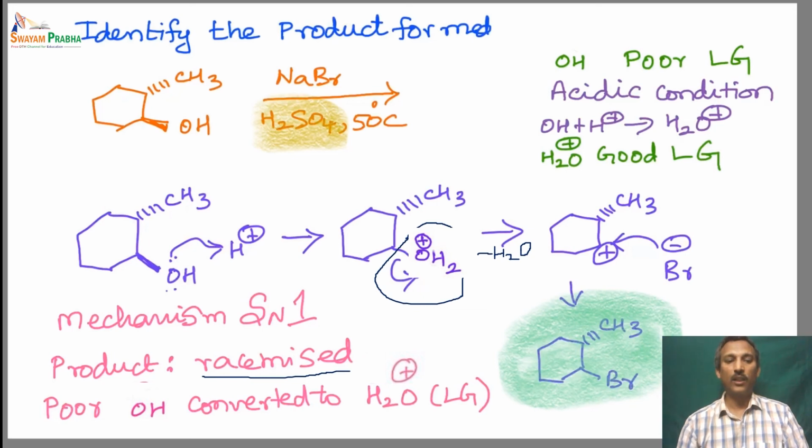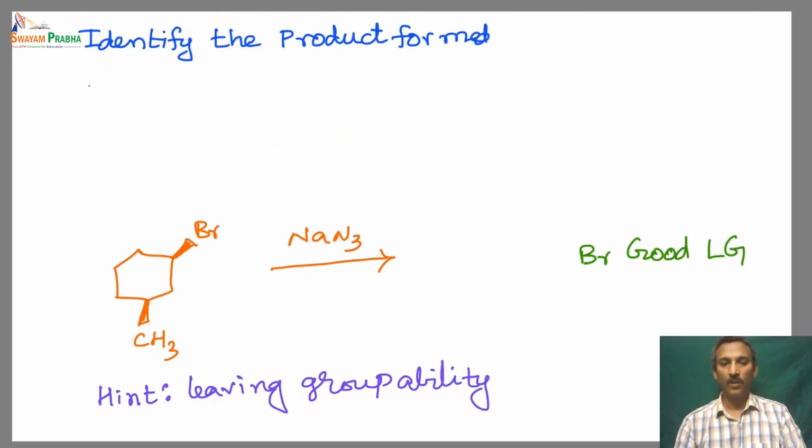And another important thing: the poor OH group, which is not a good leaving group, can be converted to H2O plus, that is a better leaving group, by carrying out the reaction under acidic conditions. So let us look at the next reaction, sodium azide with this particular bromide. We know bromide is a good leaving group, and let us see how the reaction proceeds here.